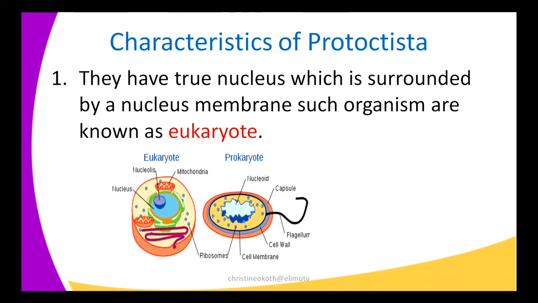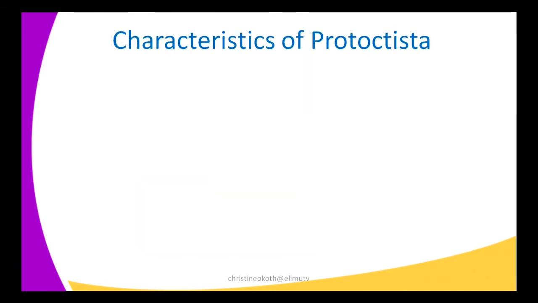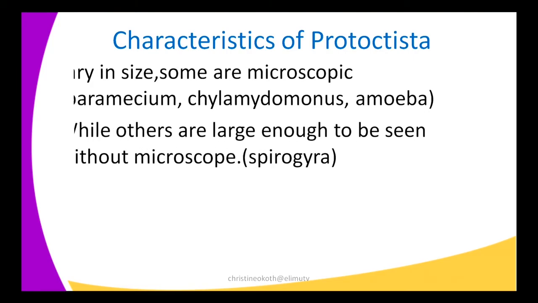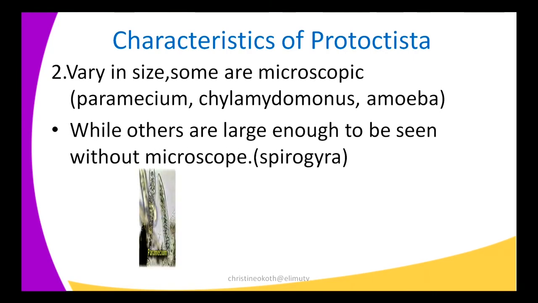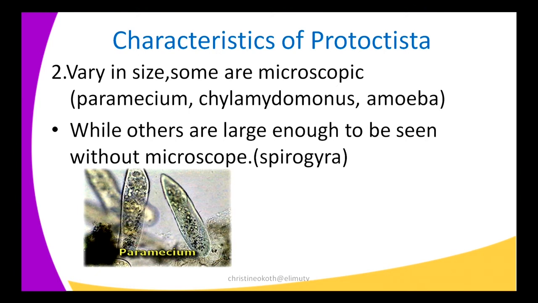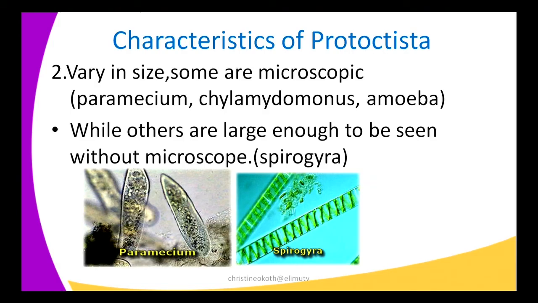Then we move to the second way in which we can identify a characteristic of Protoctista. This is in terms of their size. They vary in size. Some are microscopic, like the paramecium, the chlamydomonas, and the amoeba, while others are very large. They're large enough so you can see them without the use of the microscope. An example of this, we have the spirogyra.